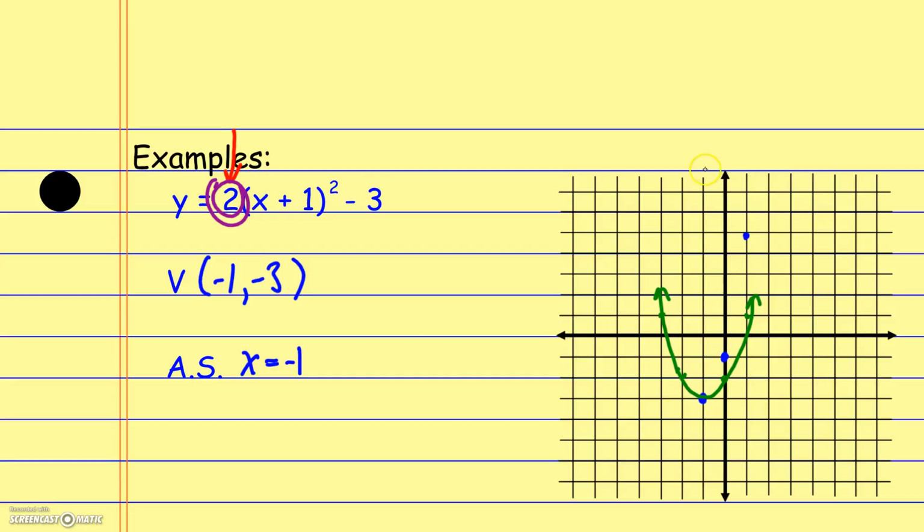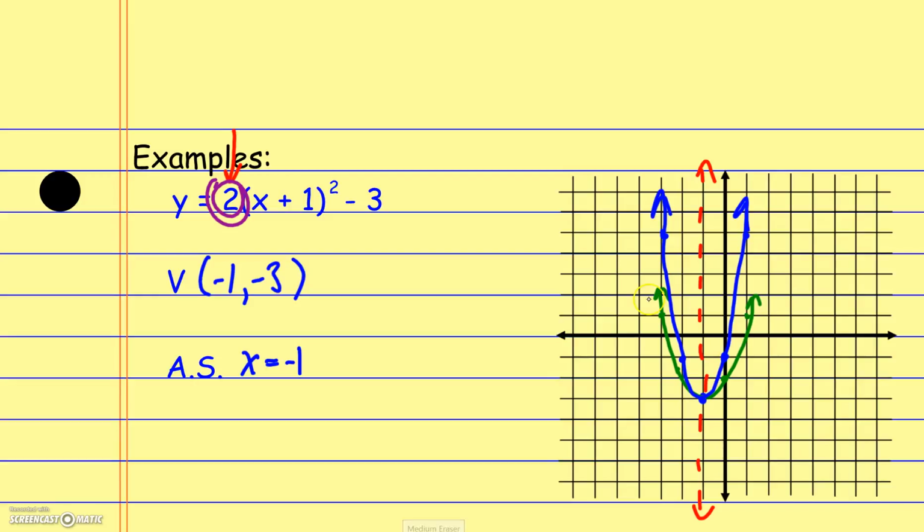And if I think about my axis of symmetry here, my axis of symmetry helps me reflect these points. So I'd have a point here and a point here. And so what I get is this really skinny parabola that looks like this. And so when I compare that to the green, I can see that it's skinnier because it's being stretched vertically by a factor of 2. Okay, and that's really it. That's what we're looking for when we do these.